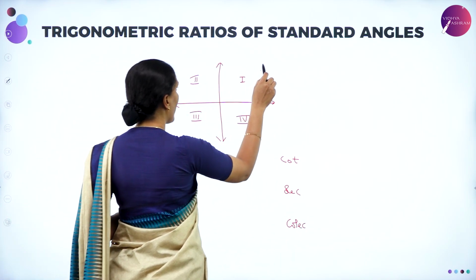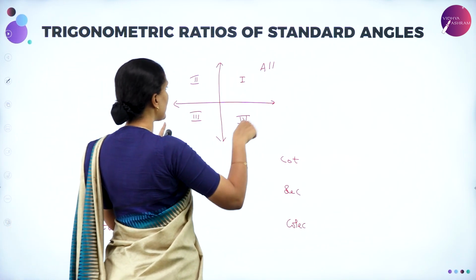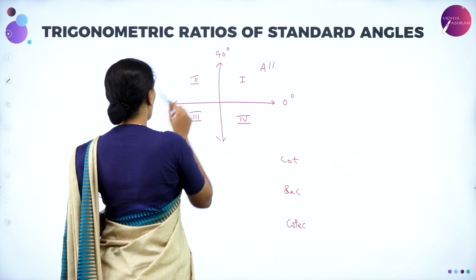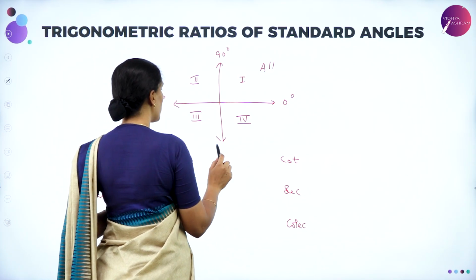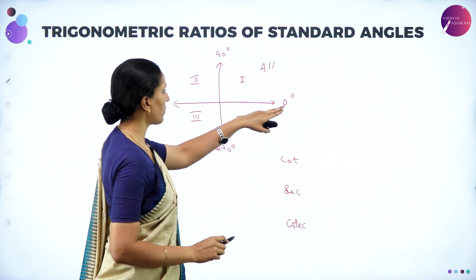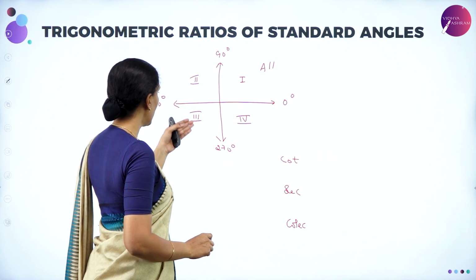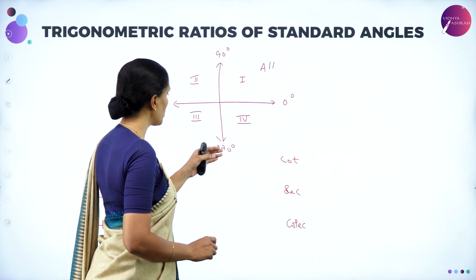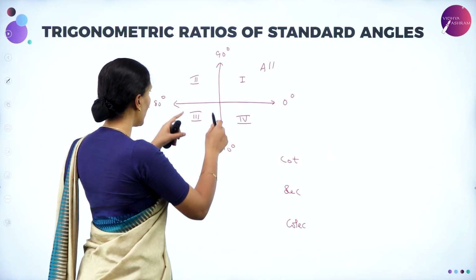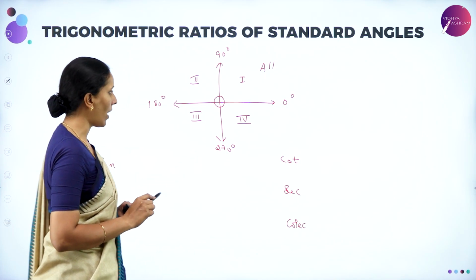So in the first quadrant, all trigonometric ratios are positive. So we divide this entire coordinate plane at 0, 90 degrees, 180 degrees, 270 degrees. So here you can clearly see the first quadrant is from 0 to 90, second quadrant is from 90 to 180, third quadrant is from 180 to 270, and the fourth quadrant is from 270 to 0 degrees. So here the angles are divided within the 4 quadrants.